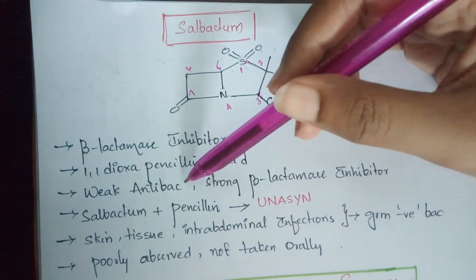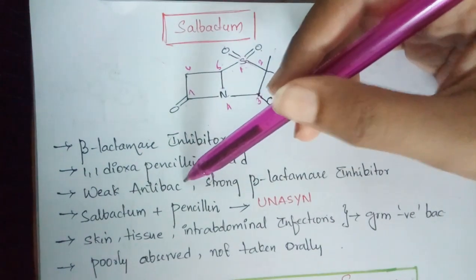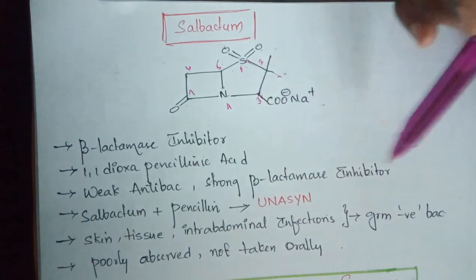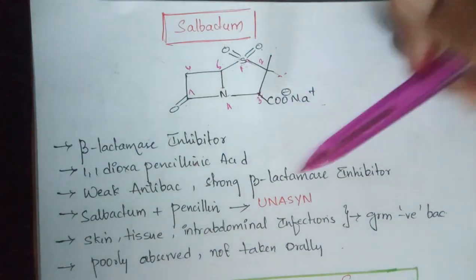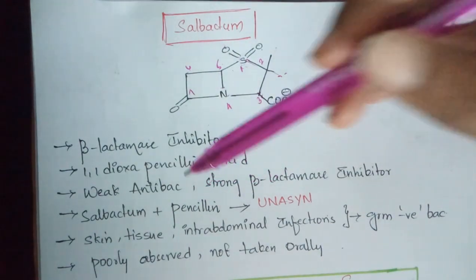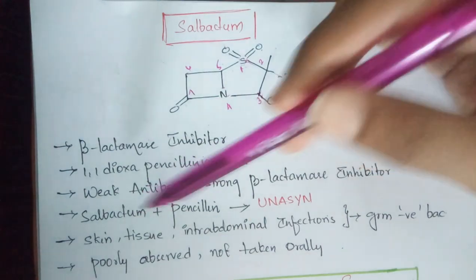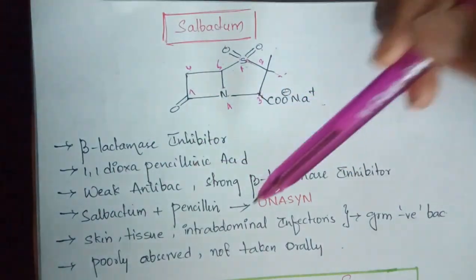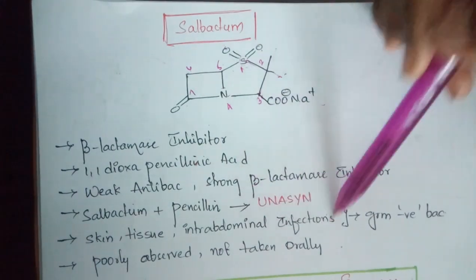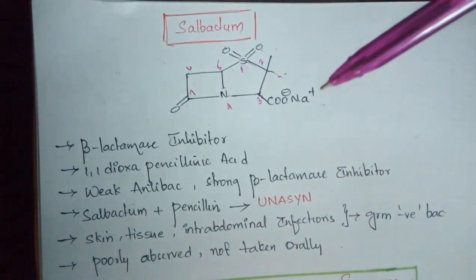Now it has weak antibacterial activity, but it is a strong beta-lactamase inhibitor. So these beta-lactamase inhibitors don't have any antibacterial activity. So this drug is taken in combination with an antibiotic, such as penicillin. The sulbactam drug with penicillin is available in the market under the trade name Unasyn.